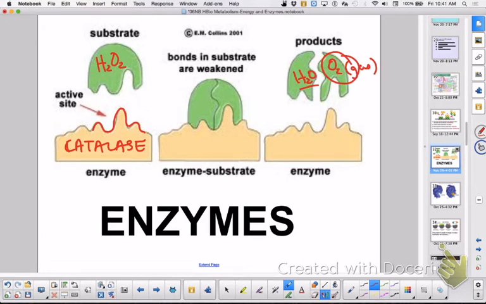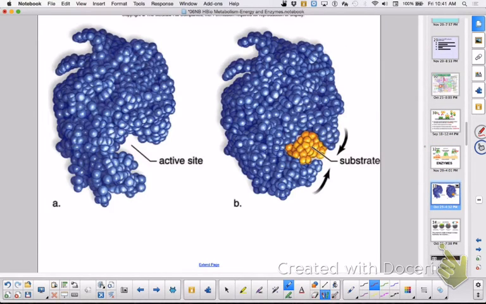Take a look here, and Blue, explain what you can tell about the active site for this enzyme. Go ahead. So the active site is the shape.